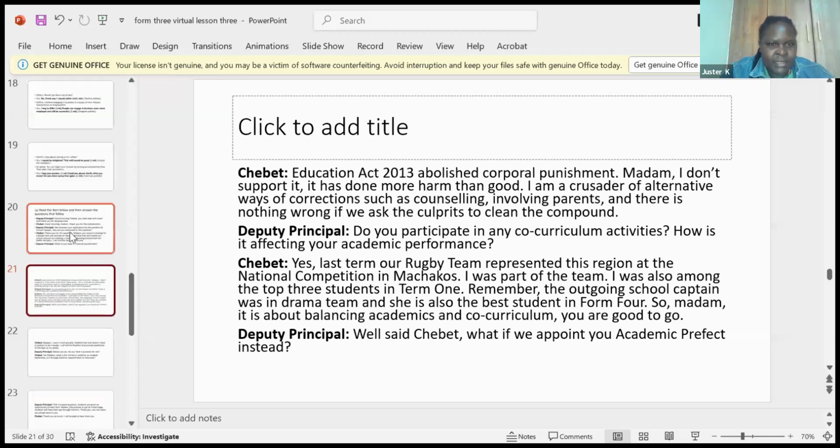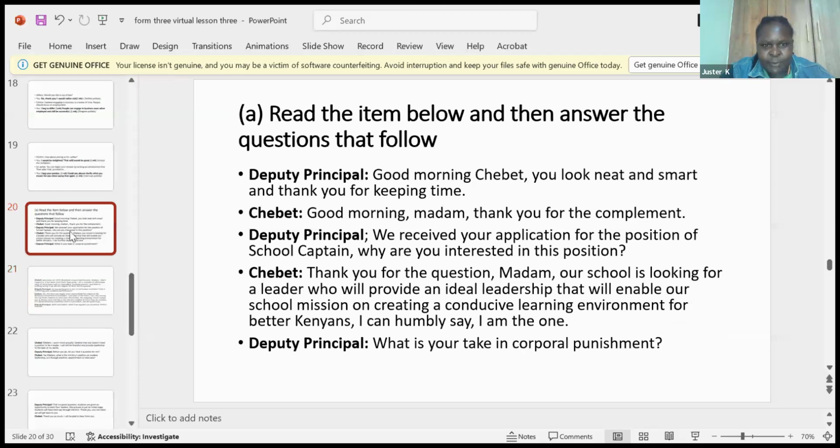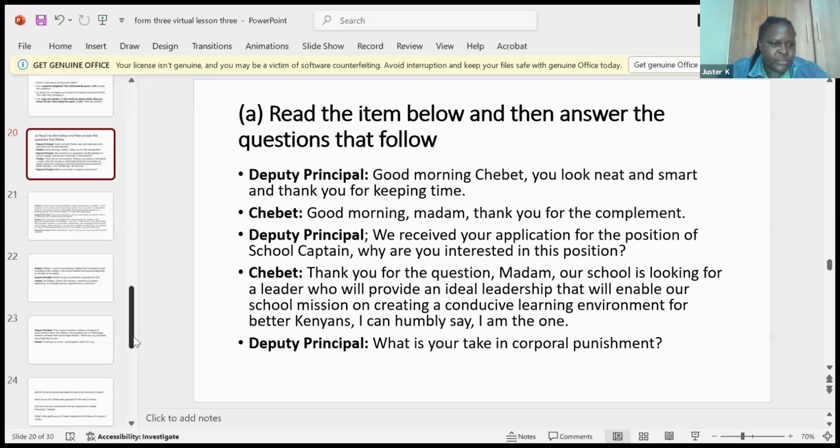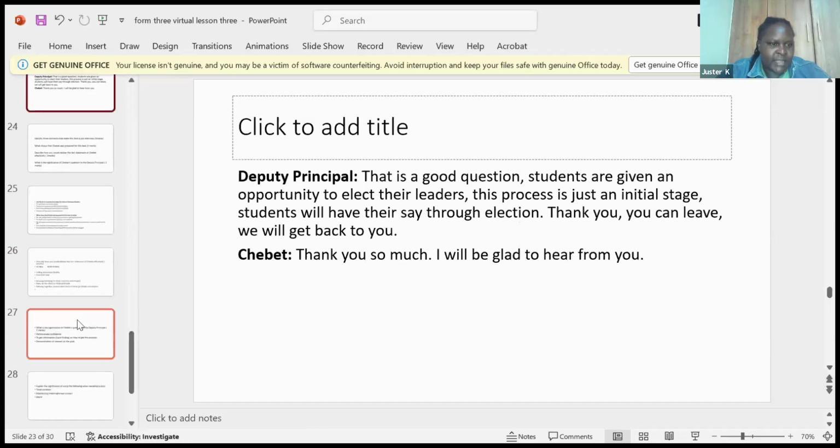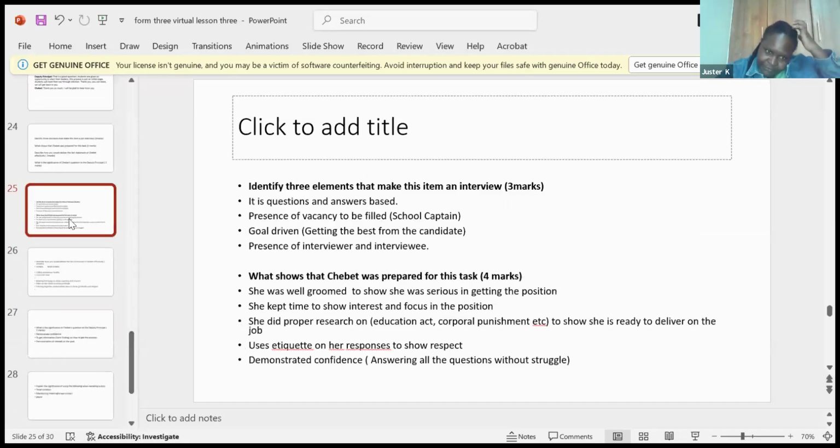Let's begin. Let's look at the etiquette in our responses. Says using that title, madam. Okay. Thank you for the question, madam. That is etiquette. Good morning, madam. That is etiquette. And also, I think even then, when she's finishing, thank you so much. Use of that etiquette in her responses. Go on.